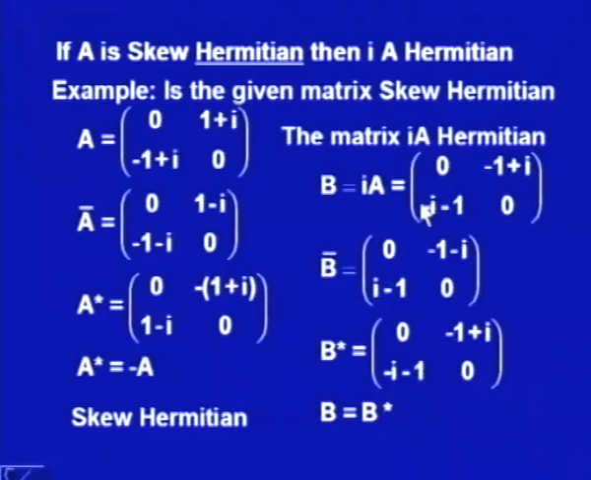Conjugate means the imaginary part will be negated, and then B star, the conjugate transpose, is equal to the transpose of this matrix, that is row becomes column. From here, if you compare B and B star, B is equal to B star, and that proves that B is a Hermitian matrix. So, A given to be skew-Hermitian, i times A is Hermitian.